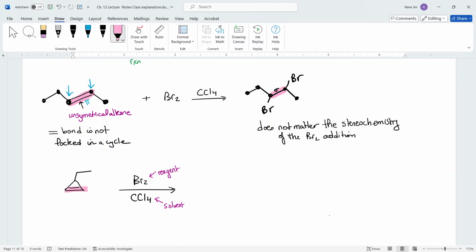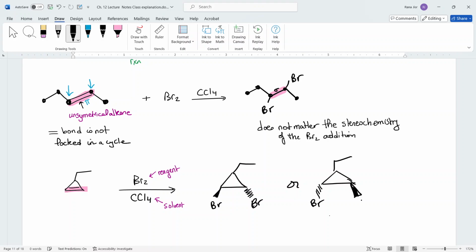So if your double bond is in a cycle, then you need to show the stereochemistry of the addition. Just pick one, okay? You don't have to show both, but you need to show that one bromine attacks from the top and the other bromine is going to be at the back. Or you can show that, here you go, one bromine is at the back and the other one is going to be at the top. This is going to be your trans product. Just go ahead and pick one. You don't have to show both. Okay, that's the whole idea.